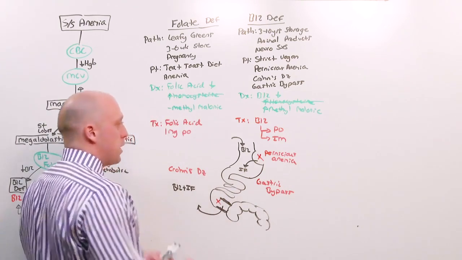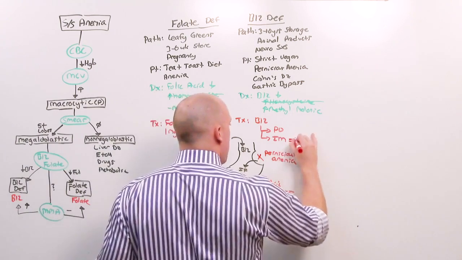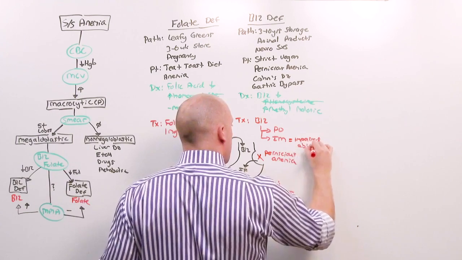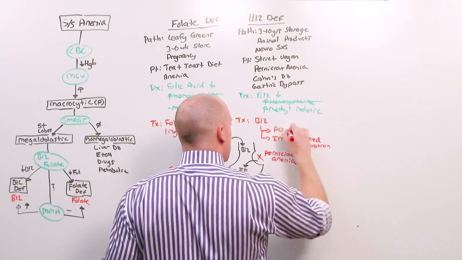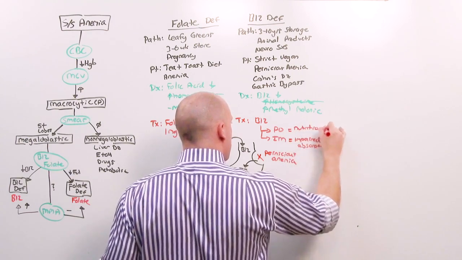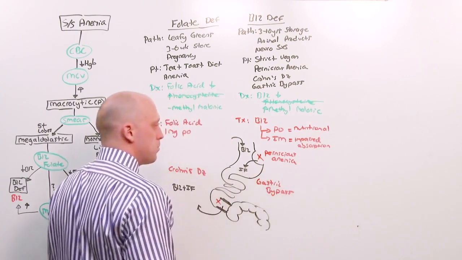So if you have impaired absorption, you have to give it back IM. If they're simply nutritionally deficient, you give it to them oral.